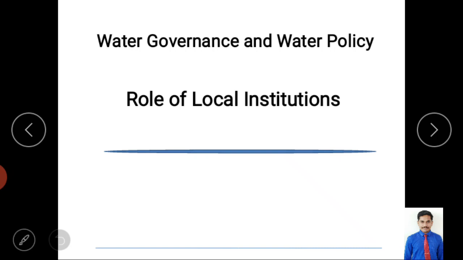It is called local institutes because, in some developed countries, they may call some organizations an institute. Maybe it is a government organization or government department. For example, if we have an irrigation department, they will call it an irrigation institute. So institute means those who are managing the activities. So here we have to discuss the importance of local institutes related to water management, right?